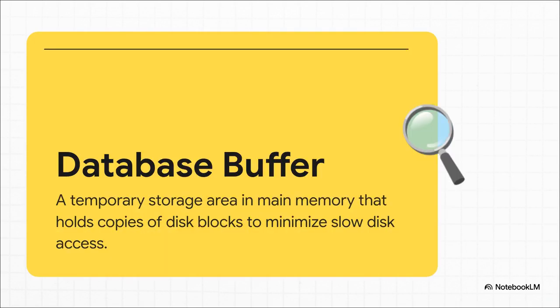And to avoid constantly going to those slower disk drives, the system uses another clever trick, the database buffer. Think of it like a workbench. It's a chunk of that super fast RAM where the database keeps copies of the data it's using right now or uses all the time. This drastically cuts down on slow disk access and just keeps everything moving at full speed.